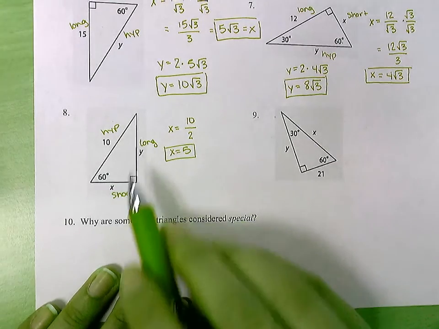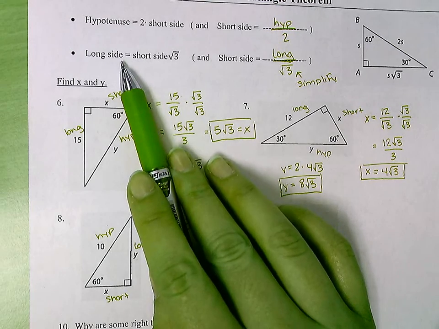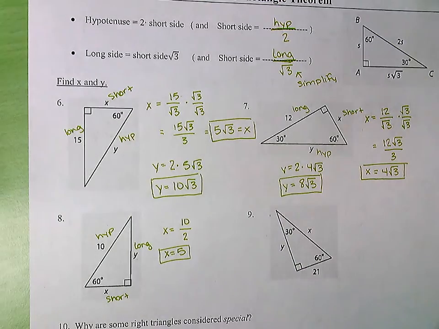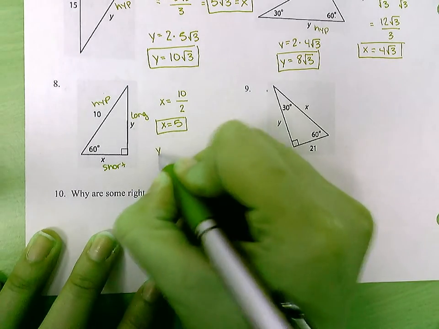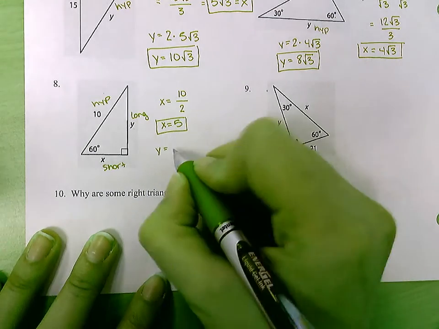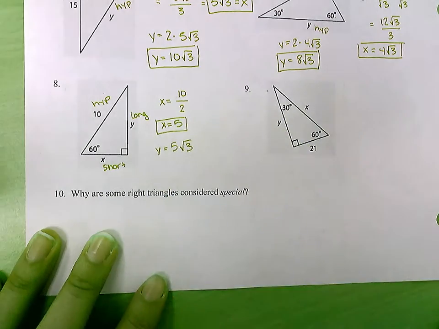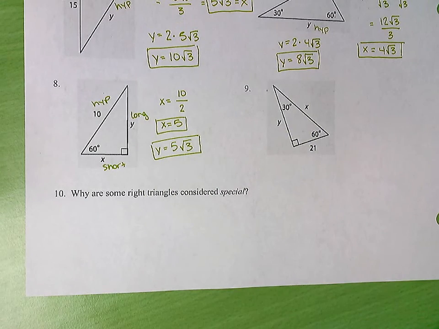For your long side, you're going to use this equation here. So long side is equal to short times the square root of 3. So long side is y. That's equal to your short side, which we found is 5, times the square root of 3. And that would be your answer. Okay, so again, you're just plugging it in for that equation. Any questions?